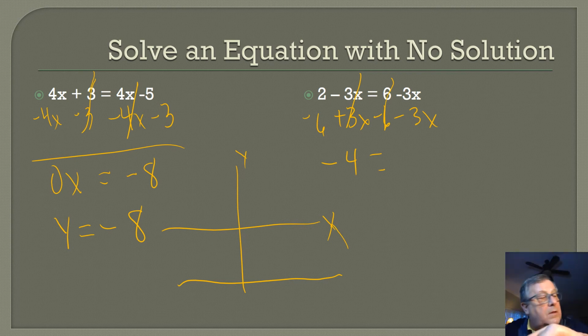I think that was a plus. Yeah, I'm adding 3x to both sides. I'm sorry, I only wrote a subtraction. Negative 3x plus 3x gives me 0x. So again, negative 4 equals y if I substitute in y for that 0. And again, it's just a horizontal line.